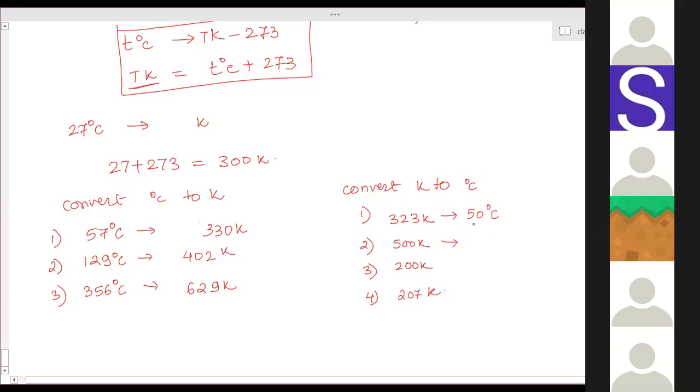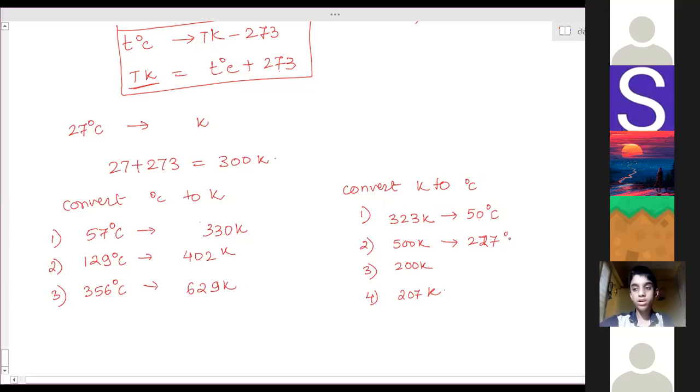500 Kelvin is 227 degrees Celsius. 200 Kelvin is minus 73 degrees Celsius. And this one, 340 Kelvin is 67 degrees Celsius. Okay, fine. So this whole temperature conversion is clear.